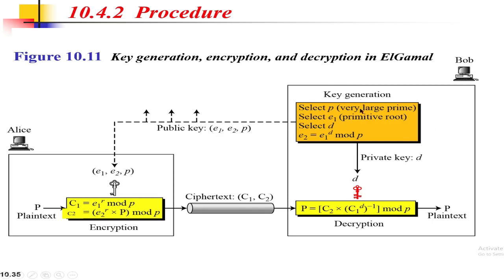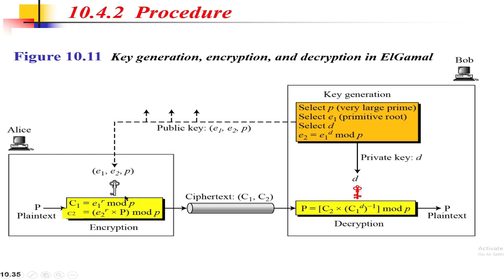So here in the key generation phase, Bob selects a large prime number P, and then selects a primitive root E1 which belongs to ZP star. Then he selects a private key D, and calculates E2 equal to E1 to the power D mod P. Here D is the private key, and the public key is E1, E2 and P, which is sent to Alice.